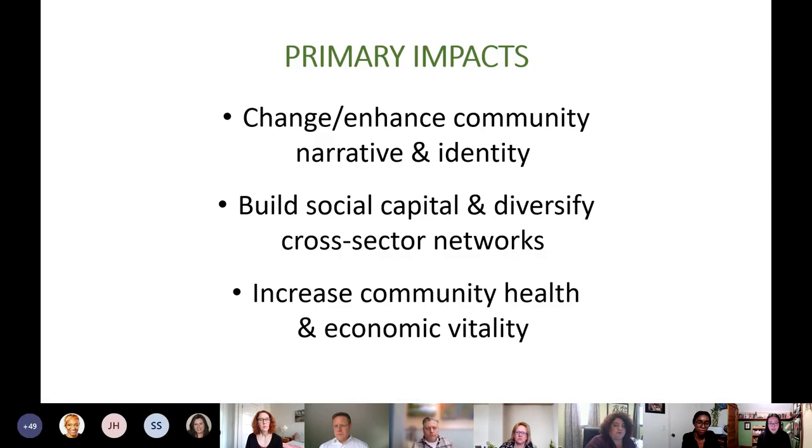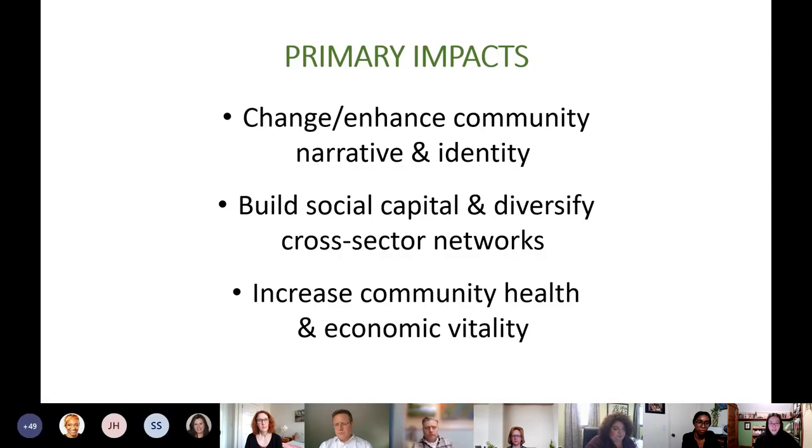Working with artists pulls in different sectors. All of a sudden you're working with an artist who's working with the neighborhood organization, who's working with the transportation agency. By mingling these different ideas and sectors, you get something different and something stronger. And then the last large bucket is community health and economic vitality.